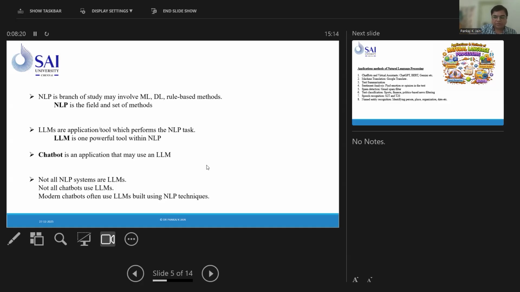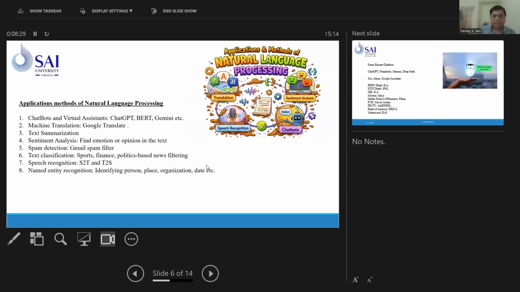Some of the chatbots use a large language model or ChatGPT in the background, but not all of them. Some applications of natural language processing are chatbots or virtual assistants, like ChatGPT, Gemini, and Perplexity. These are the LLM models.